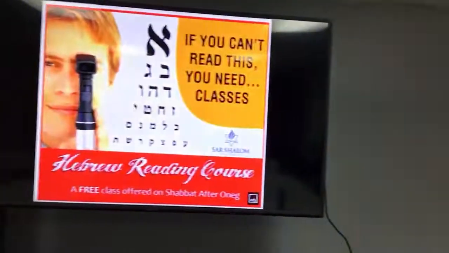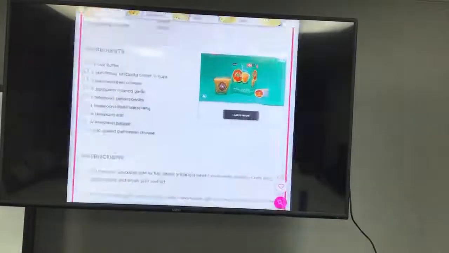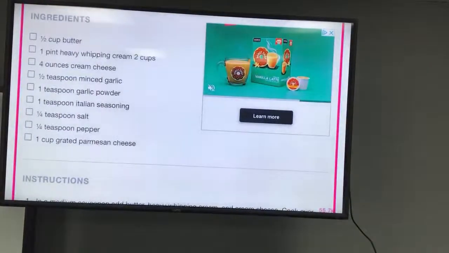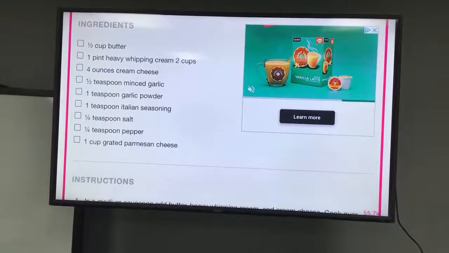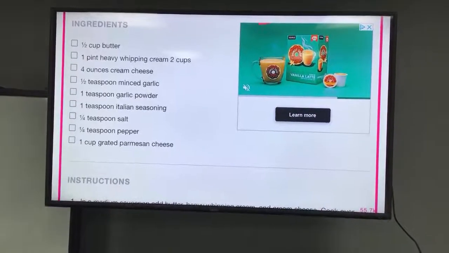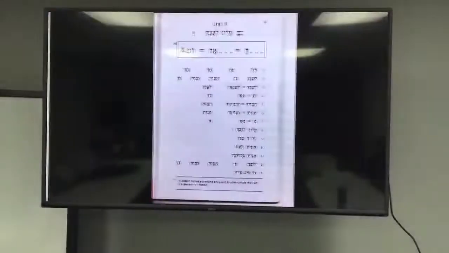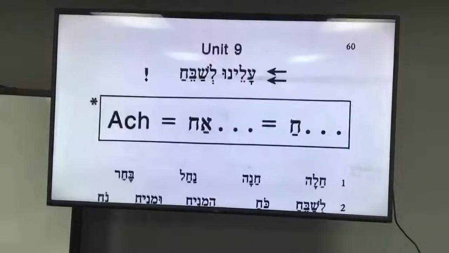All right, so this first slide is my recipe for Alfredo sauce. This has nothing whatsoever to do with Hebrew, but I thought you might want to take note of it because it's a really good recipe for homemade Alfredo. And now the next one.